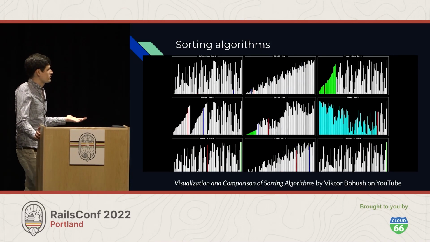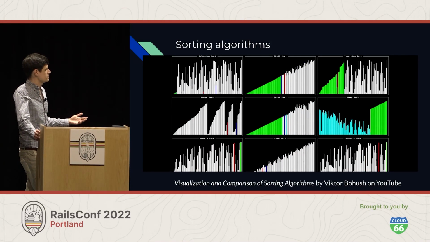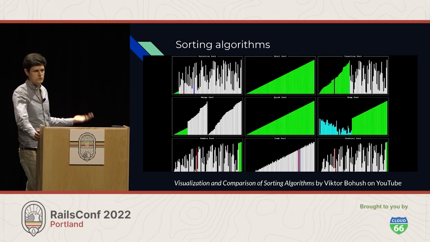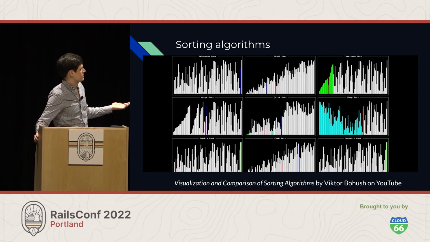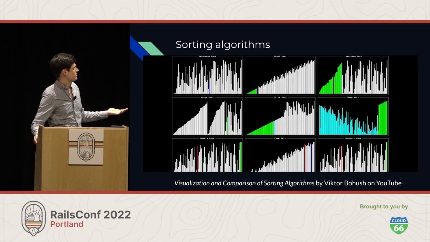Here, we have a bunch of implementations of algorithms, all trying to do the same thing, sorting data. And so here you can see that some appear to be doing a lot better than others.